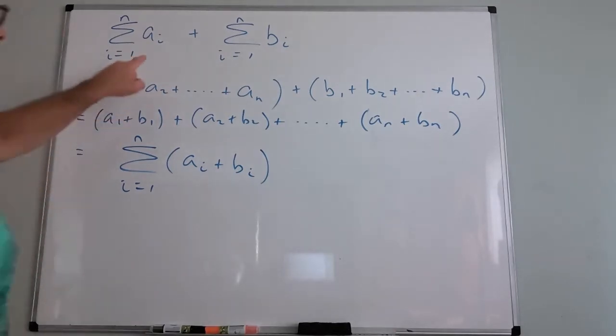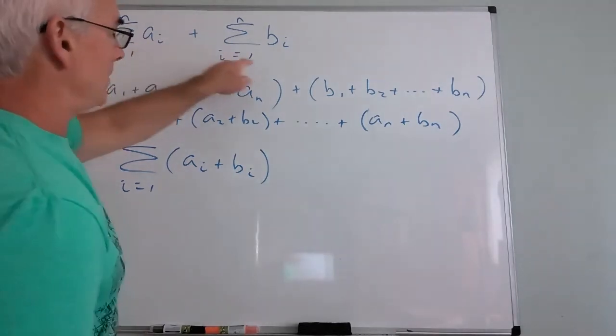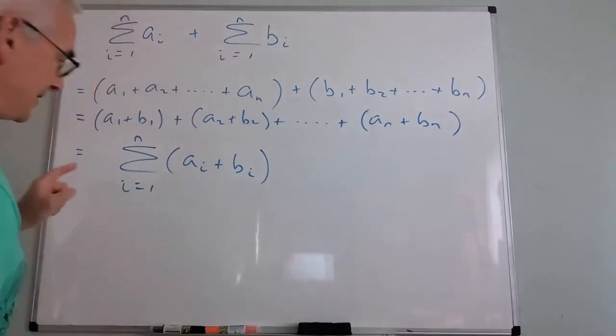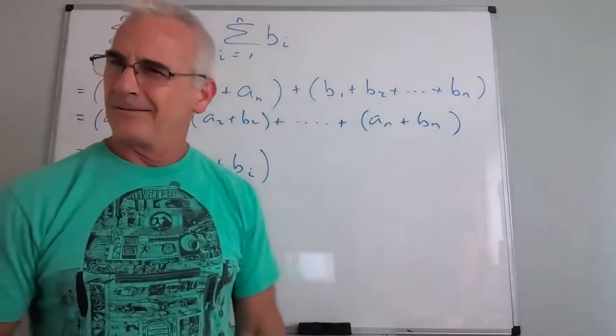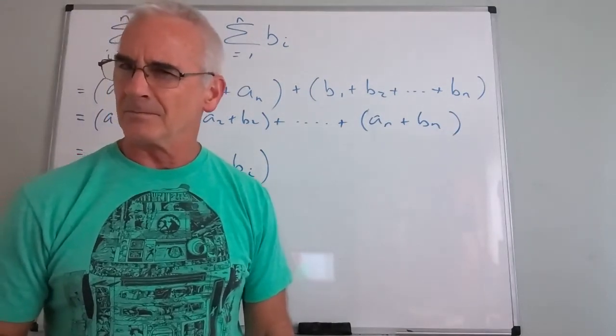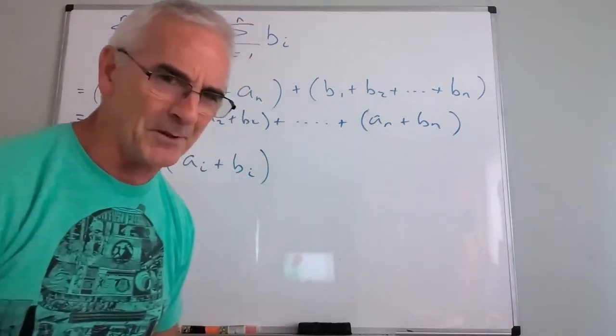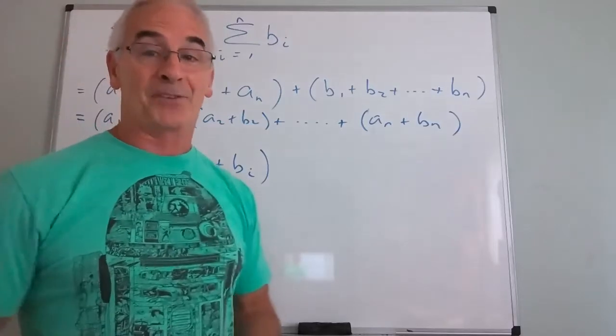We've just proved that the sum of the summations is the summation of the sum. Does that sound familiar? Sum of the limits is the limit of the sum. Sum of the derivatives is the derivative of the sum. We have a sum property.